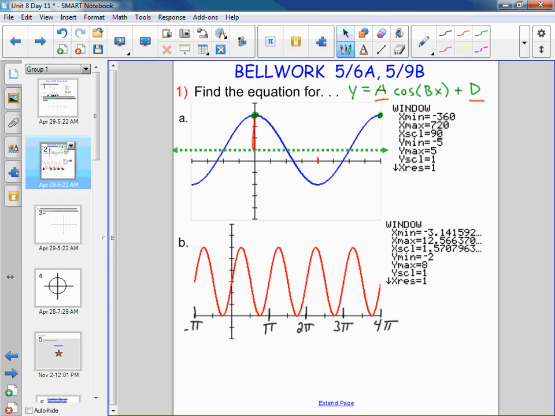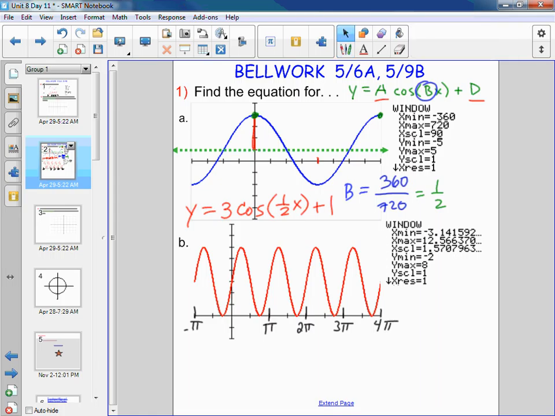So the last thing I need is the value of b. To get b, I can simply take the normal period of my parent function, 360 degrees, and divide by my observed period. This took 720 degrees to complete one full cycle. So my speed factor or frequency, my value of b, is 360 divided by 720, which is 1/2. Let's put it all together and see if we can generate the equation. Ready? Y equals amplitude A was 3, cosine of angle input was 1/2 times x, close angle, and then plus 1. Go ahead and take a look. Raise your hand here. Y equals 3 cosine of 1/2 x plus 1.